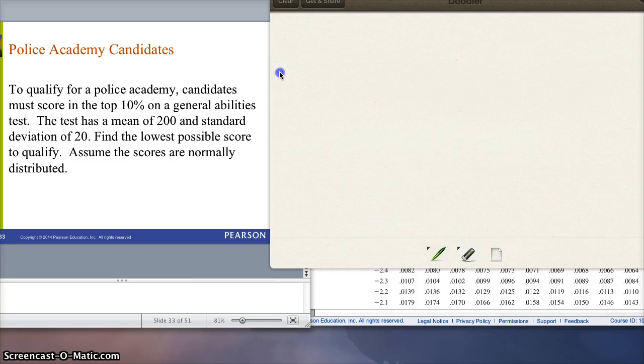Okay, so we're going to start out just saying it's a normal distribution with a mean of 200. I'm just going to use the notation that we've learned, and a standard deviation of 20. Now I'm going to draw the normal curve.